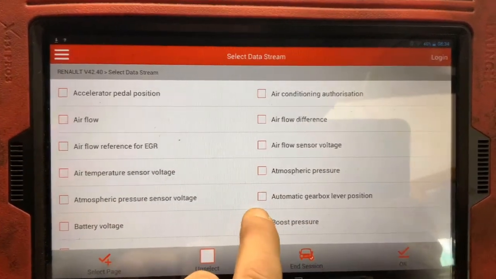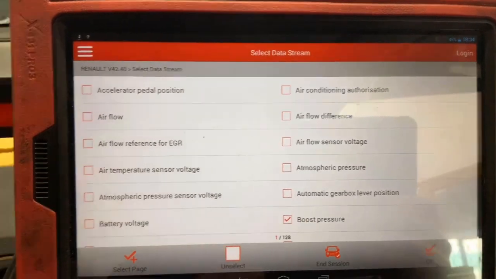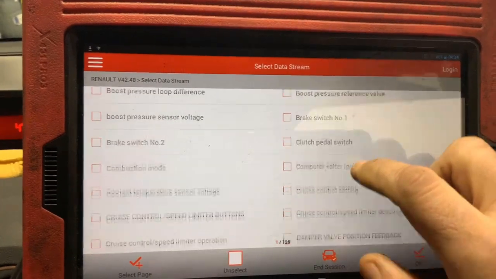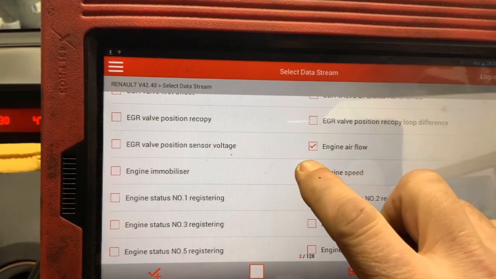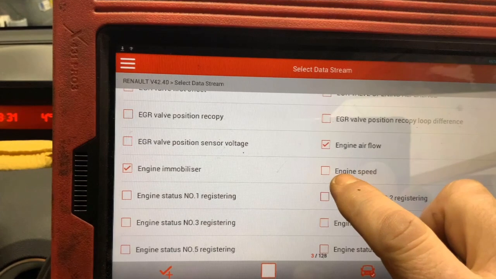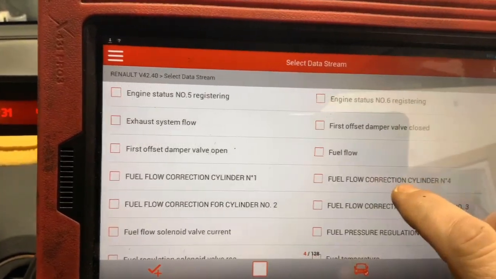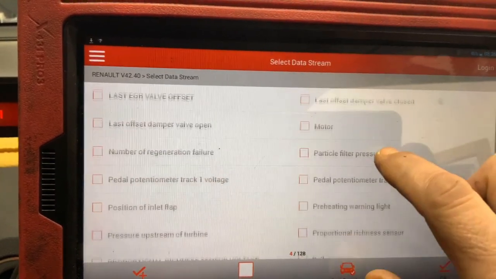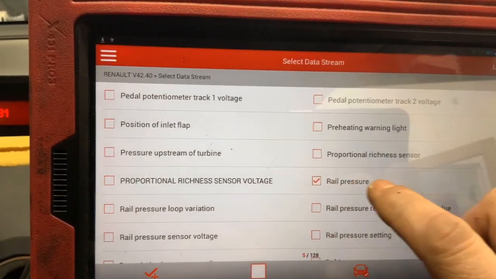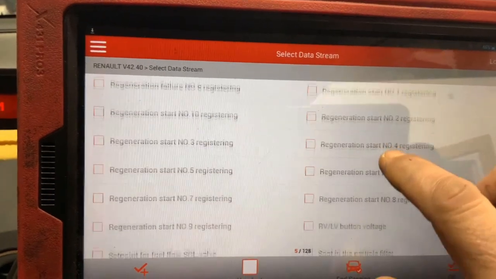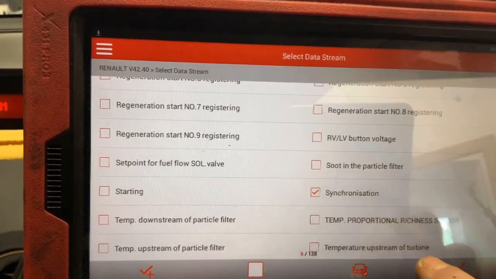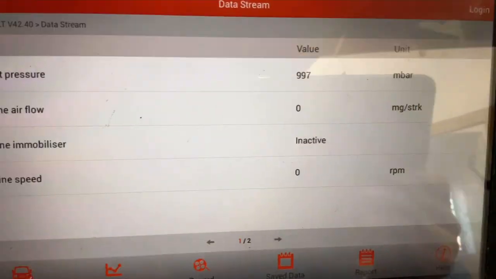So let's pick up some data. We'll look at the boost pressure, which is actually the manifold pressure on this car. Look at the engine airflow, engine speed, the rail pressure. I'm sure there's one for synchronization as well. So we'll select them. I have to put it that way to get all the data PIDs in. I'll put it up on the dashboard.